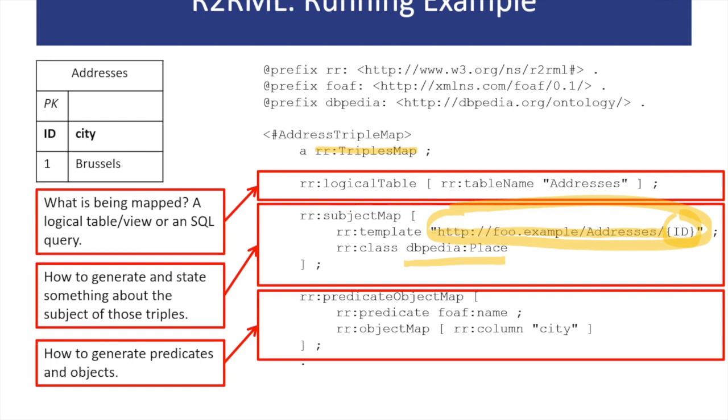In this particular example, we will generate RDF statements using the predicate FOAF name that will be related to each subject, and its values will be taken from the columns. In this particular case, we will take the values for the object from the column city, and we will treat them as strings. In this case, it is implied.